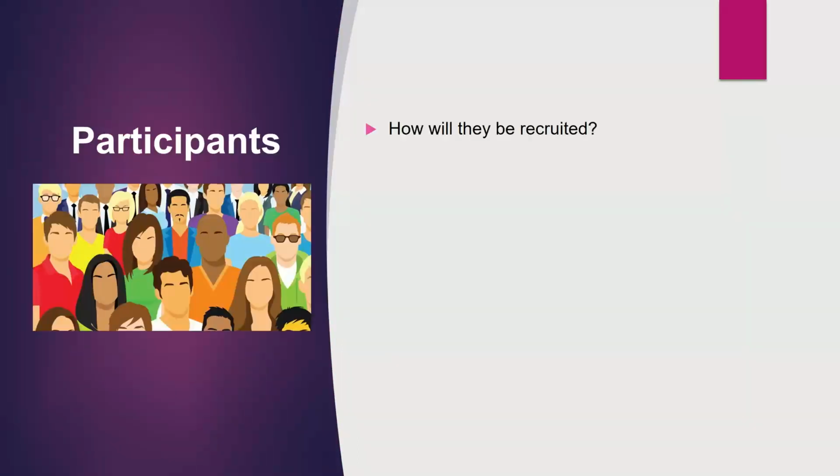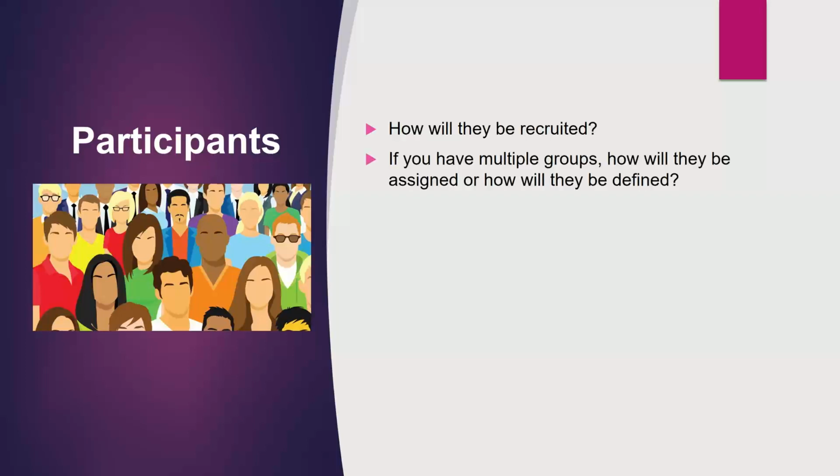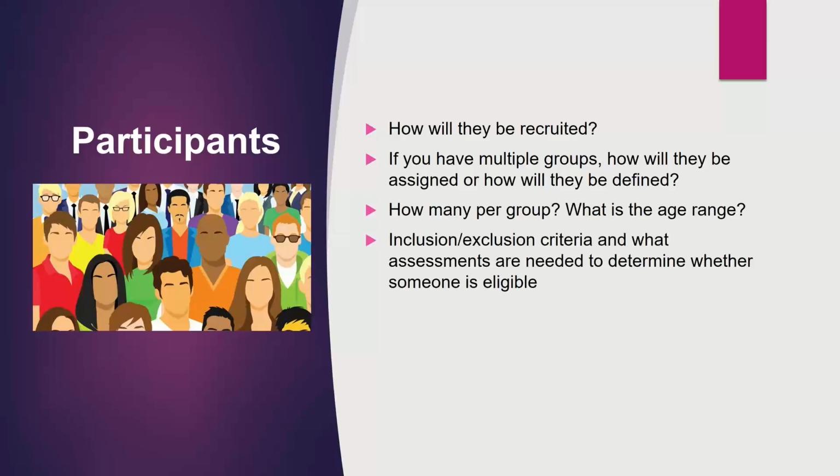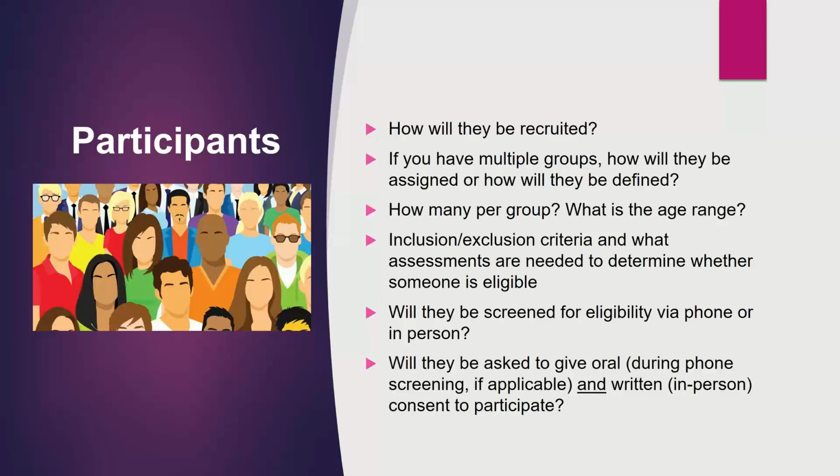Next section, participants. How will they be recruited? If you have multiple groups, how will they be assigned or how will they be defined? How many per group and what is the age range? List inclusion and exclusion criteria and what assessments are needed to determine whether someone is eligible or not. Will they be screened for eligibility via phone or in person? Will they be asked to give oral consent during phone screening if applicable, and written in-person consent to participate, or one or the other?